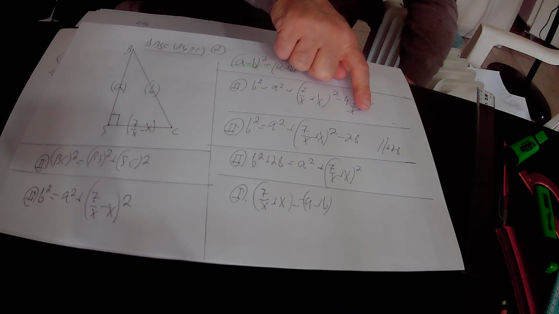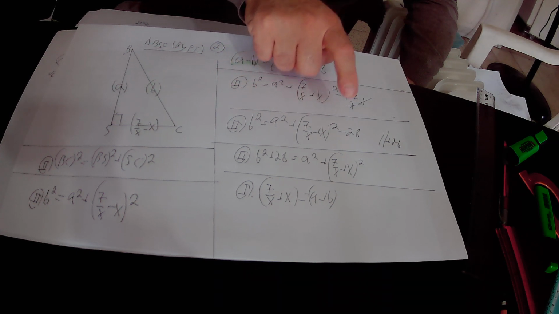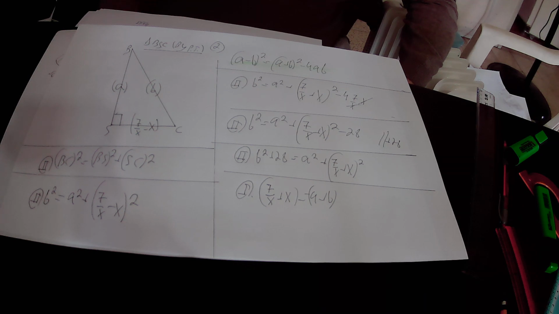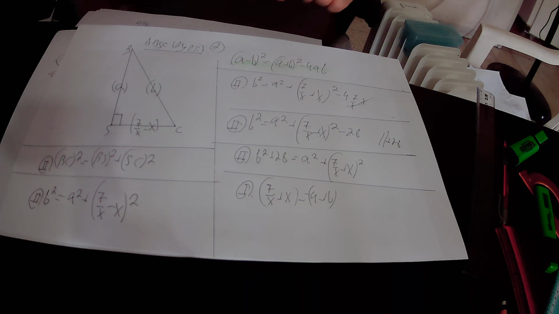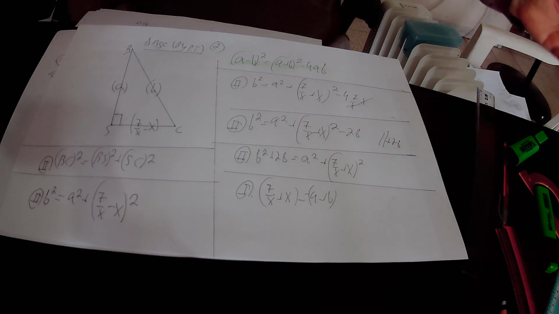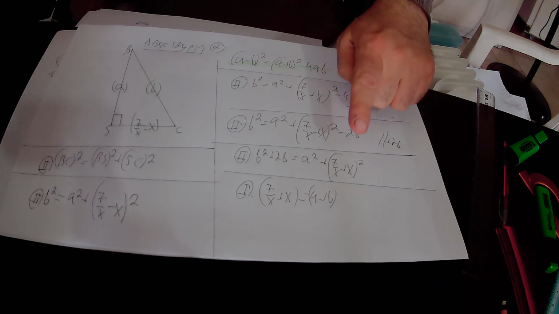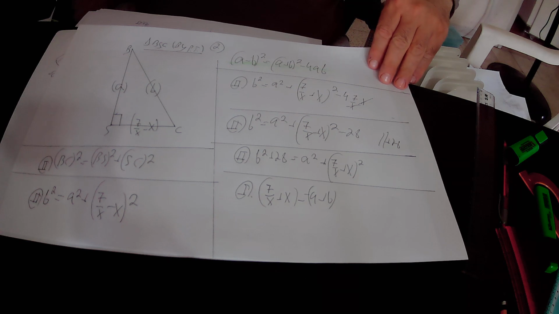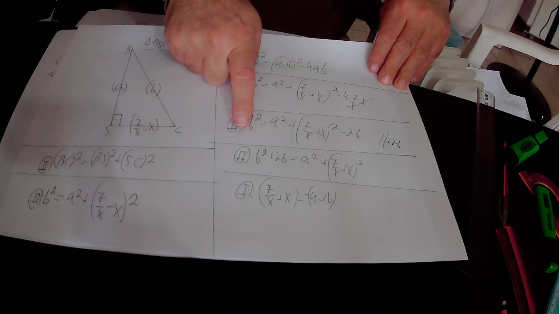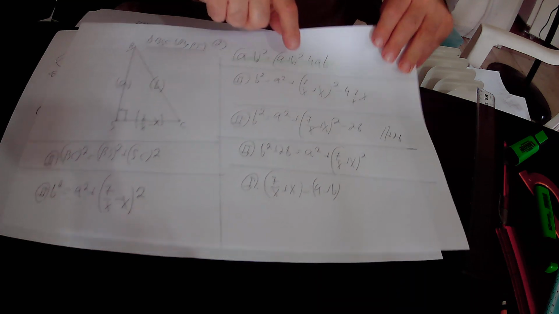So here we added 28 to equation 2 and found that, according to equation 2, B square plus 28 equals A square plus 7 over X square. But according to equation 1, we have already found that 7 over X plus X equals A plus B, therefore we can substitute 7 over X plus X in equation 2 by A plus B. We did it, and found that B square plus 28 equals A square plus A plus B.